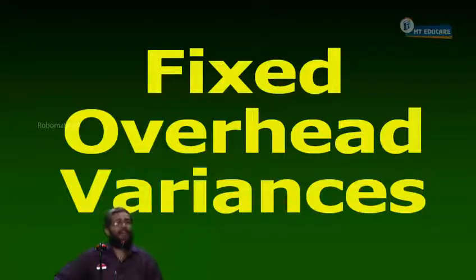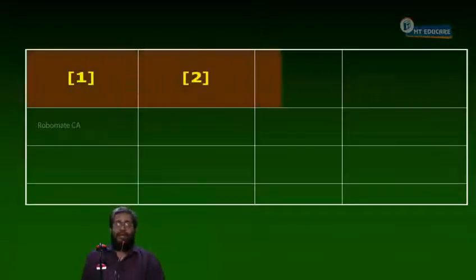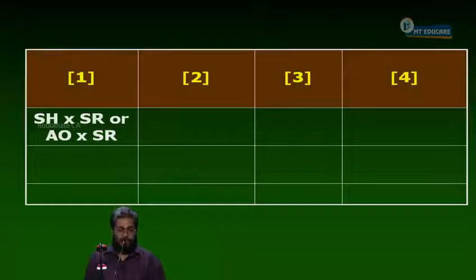5 columns or 4 columns? Why not 5 columns? Days are not given. Now, write down the first column: SH into SR or AO into SR.